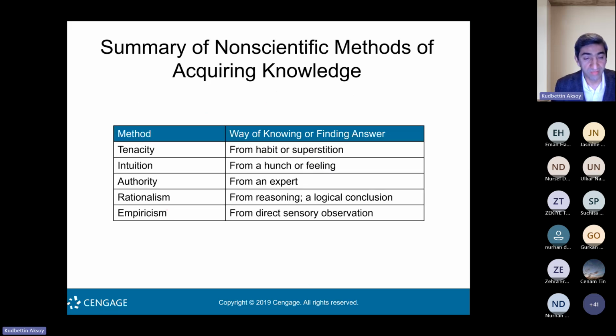So far we talked about these 5 methods. Tenacity is learning from habits. Superstition is good. It helps us survive. It's very useful. Intuition is a hunch or feeling. You want to buy product A or product B. Search it up. You read the reviews, check the price, then you go with something. That's intuition. You see a movie. Which movie should I see? Movie A or B? Go with your intuition. You are inclined to do one or the other.